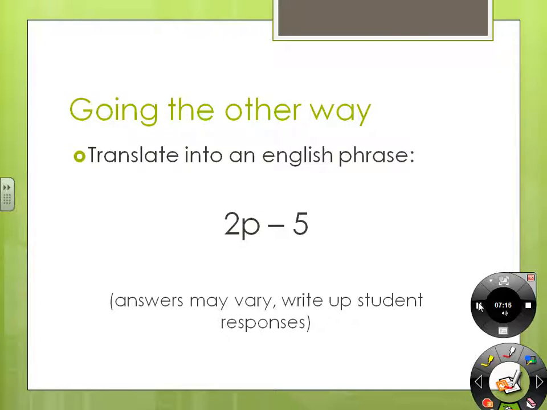All right, now we're going to try to go the other way. So what we want to do is translate this into English. So if somebody had written 2p minus 5 on a paper, what is a possible thing that could mean? So I want you guys to take a minute, figure out some, share some with each other. So have the sub pause the video, and then I'll go through what they could be.